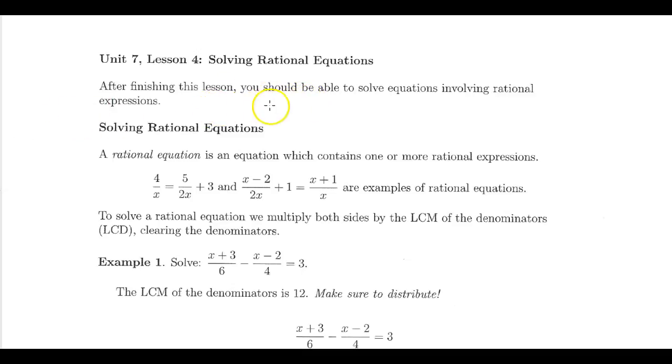After finishing this lesson, you should be able to solve equations involving rational expressions. A rational equation is an equation which contains one or more rational expressions. Like 4 over x equals 5 over 2x plus 3. That's a rational equation because it has rational expressions in it. Also, x minus 2 over 2x plus 1 equals x plus 1 over x. That's another example where we have an equation with rational expressions in it.